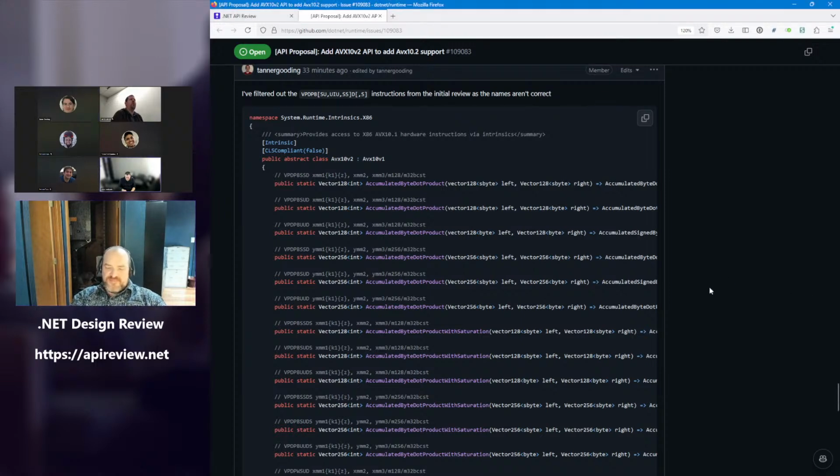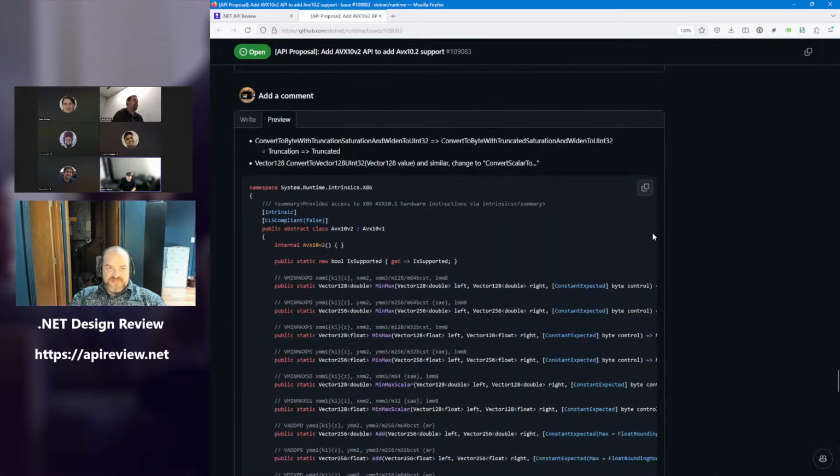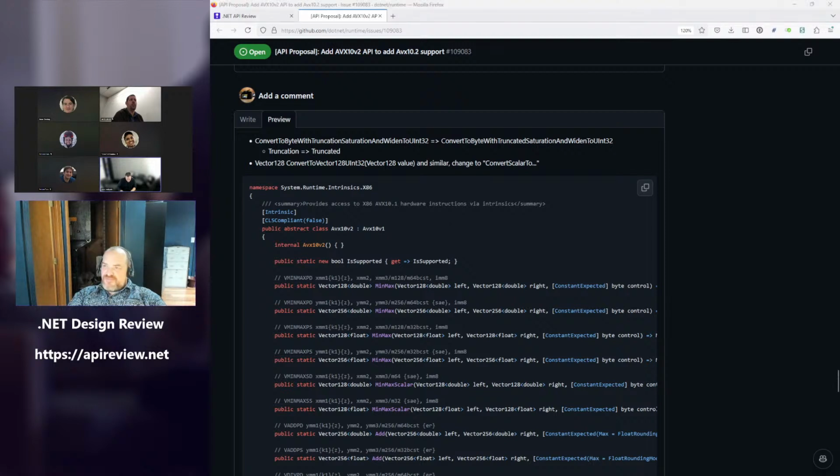Tanner, I had a quick question that I think you answered earlier, but I'm still not quite clear. For MinMax, the control that you take is typed as byte, but for a lot of the APIs that we looked at more recently, they have actual enums going in. That is intentional, right?